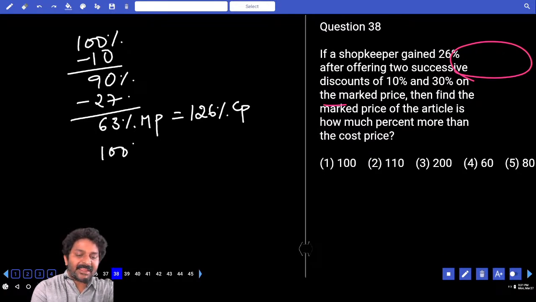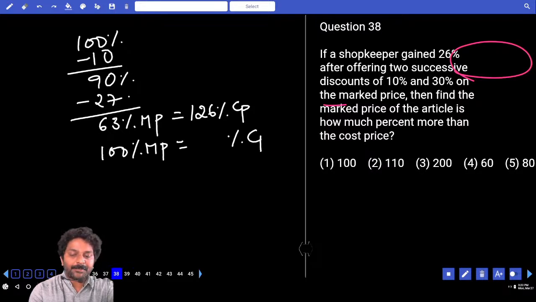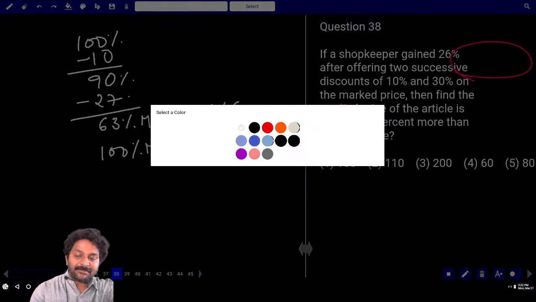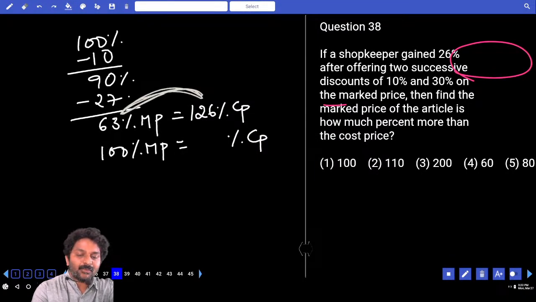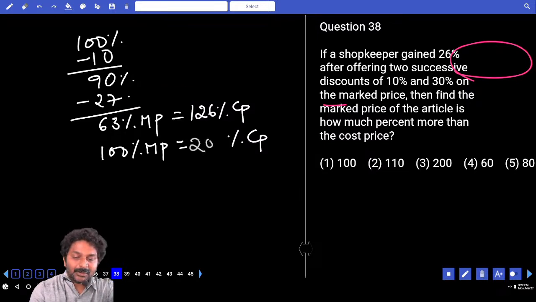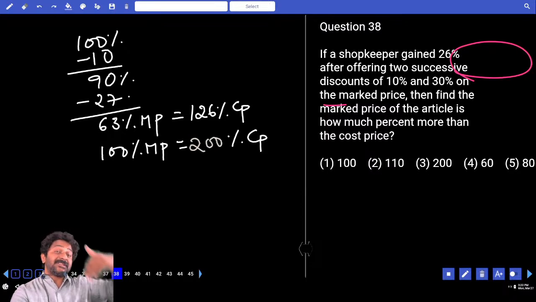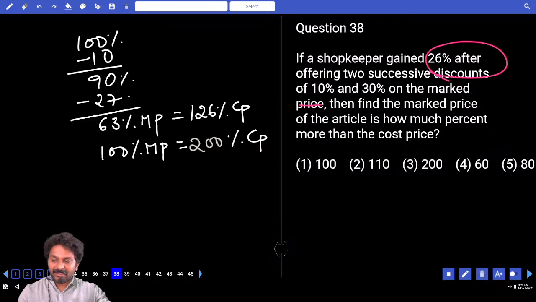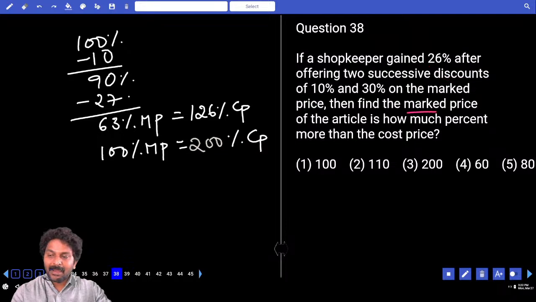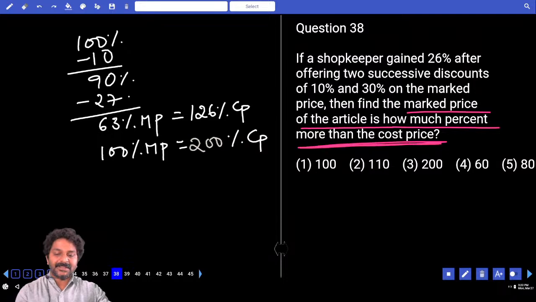Market price in the sense, can I write it as 100% of market price? Let me identify this as what percentage of cost price. 63 becomes 126. What exactly happened? Double. 100% double, 200%. If the market price is 200% of the cost price, what percent above it is? 100% above. Be careful with the question. Market price of the article is how much percentage more than the cost price. So it is 100% more than the cost price.